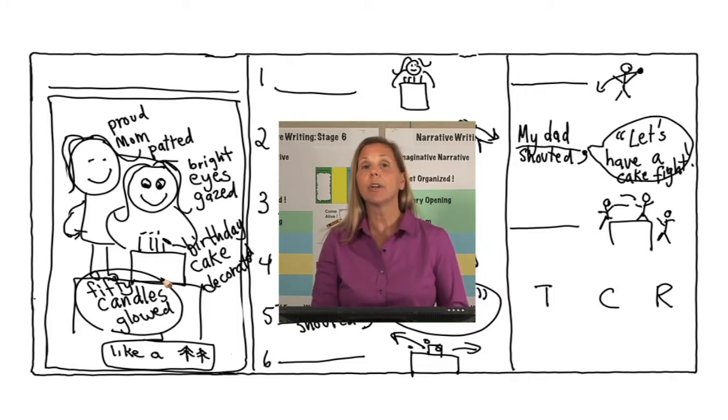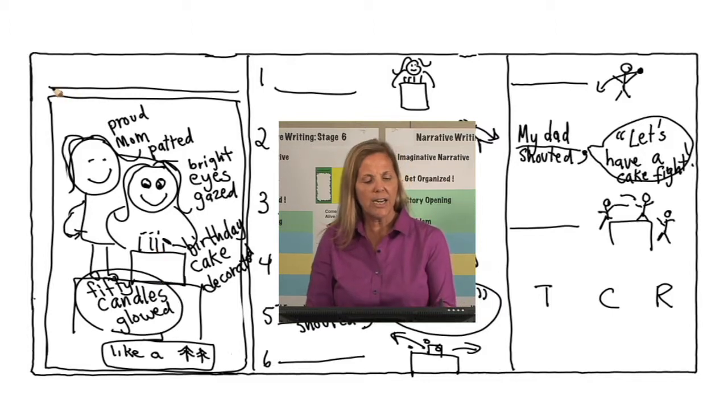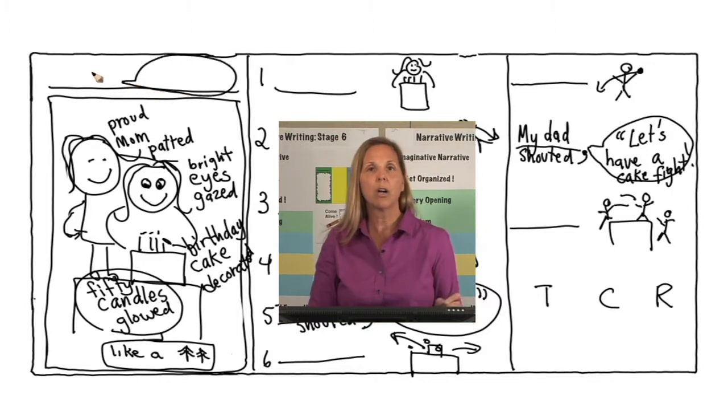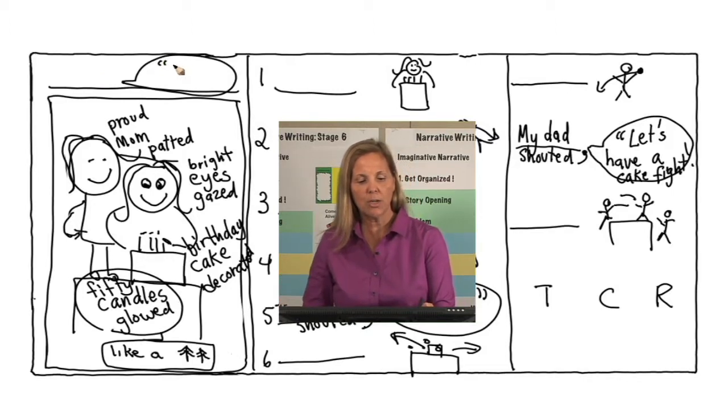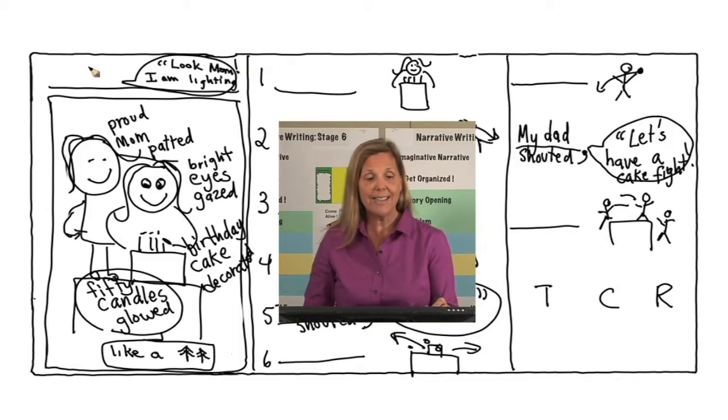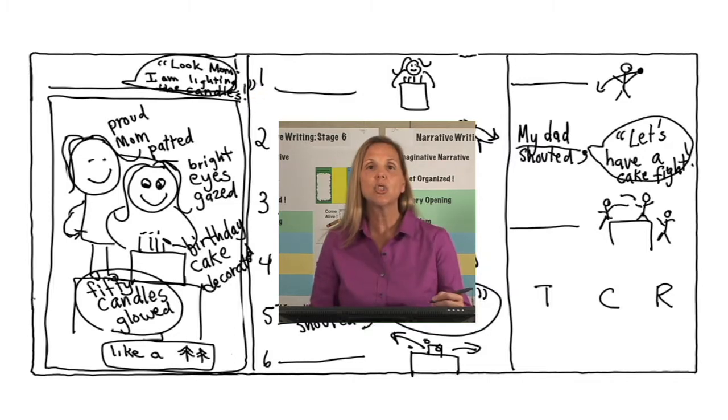Let's say that we decided we're going to start our story with dialogue or thought. So we're going to go over here. We have our dialogue bubble on our line. And what are we going to say to reveal how excited we are? Look, Mom, I'm lighting the candles on my own. So we're going to put our quotation marks. Look, Mom, exclamation point. I am lighting the candles. Close quotation marks. We decided to start our entire paper, the story opening, the hook, with dialogue.